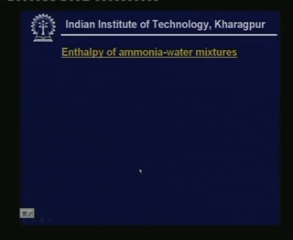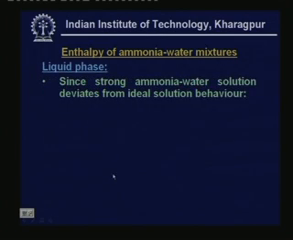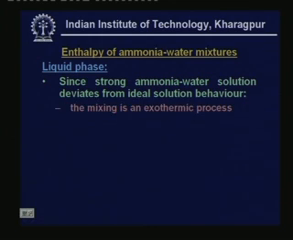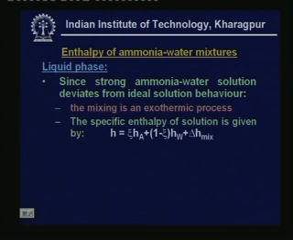So, now let us look at enthalpy of ammonia water mixtures. First, let us look at liquid phase enthalpy. Since strong ammonia water solution deviates from ideal solution behavior, the liquid phase enthalpy has to be obtained by this equation, that is H is zeta HA plus 1 minus zeta HW plus delta H mix. Delta H mix is negative because the mixing process is an exothermic process, just like the water lithium bromide system.